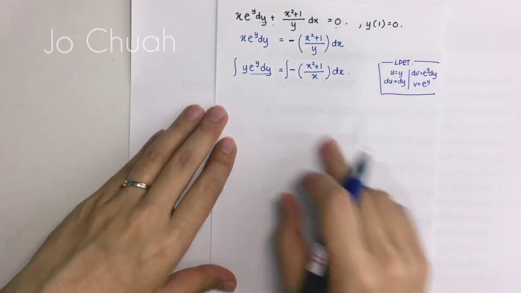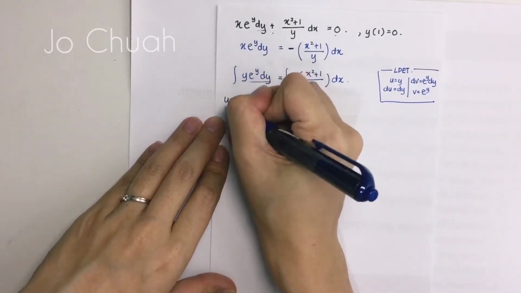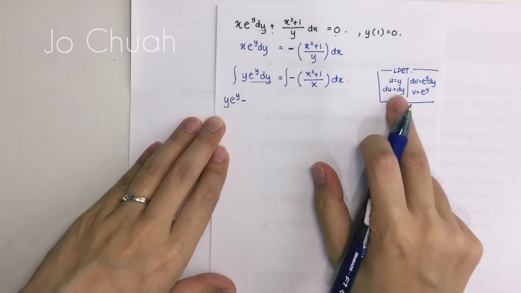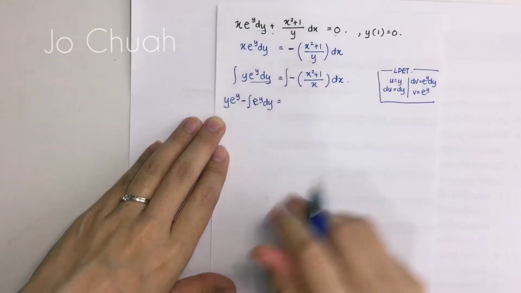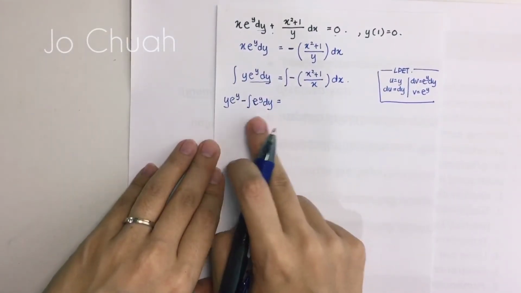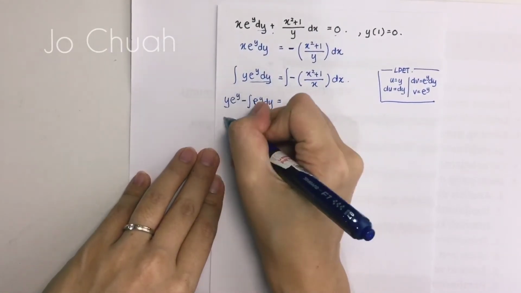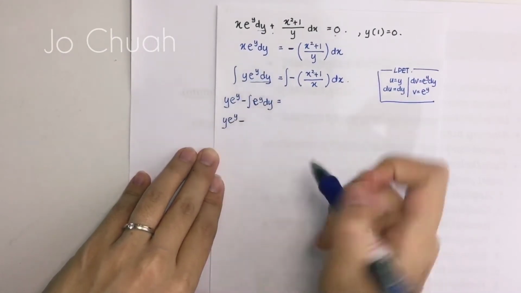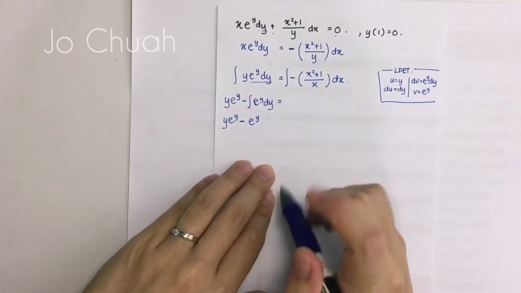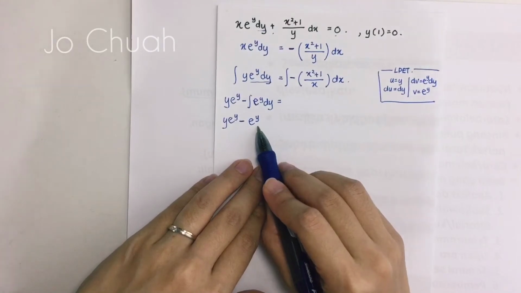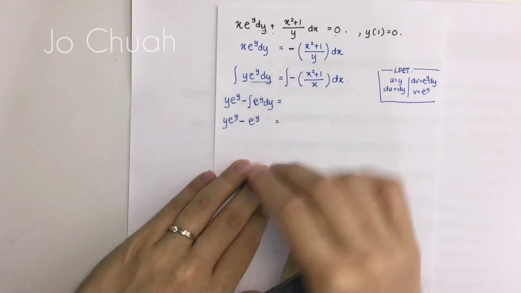Alright, so put it back here. You're gonna have uv, which is y e^y, minus the integral of v du, e^y dy. This is for the left hand side. I'm just gonna finish the left hand side first so that I don't confuse you. So this one's already done. So integrate e^y, you're gonna get e^y. If you ask whether we need to put plus c or not, the plus c we will only put on the right, just once. So this part is done.